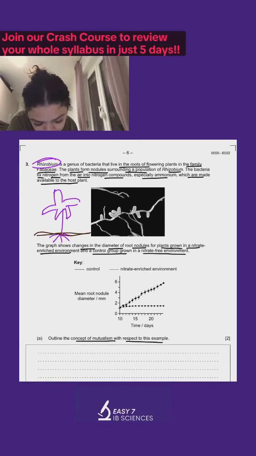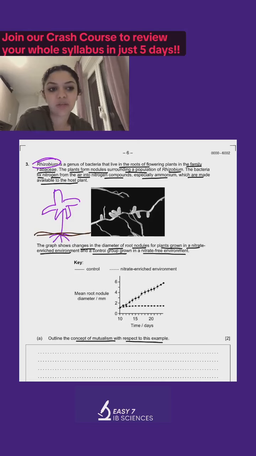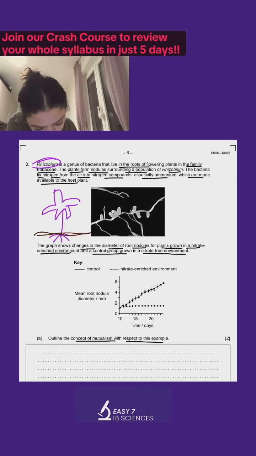Anyway, have you guys heard of fertilizers? Fertilizers help the plant grow. Usually farmers put artificial fertilizers, but we actually have natural fertilizers. What are these natural fertilizers? These are the bacteria that grow near the roots. So this is my bacteria. And what does this bacteria do?